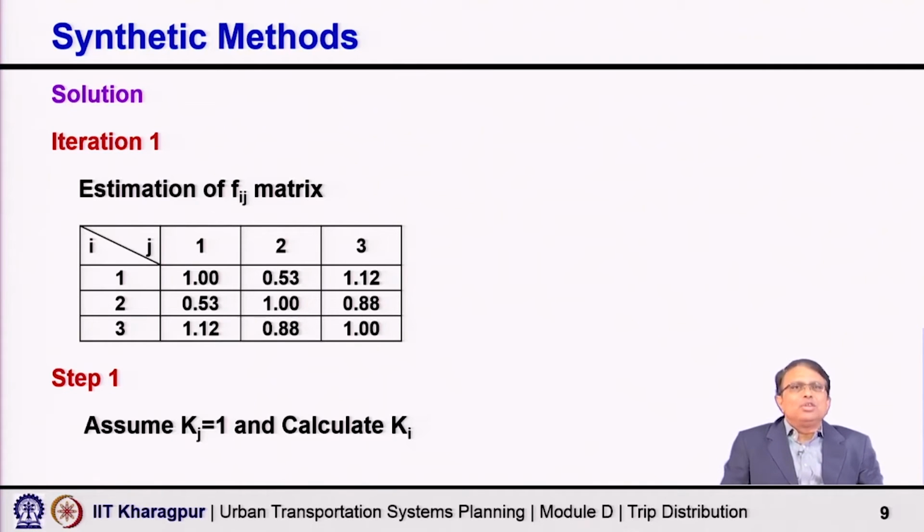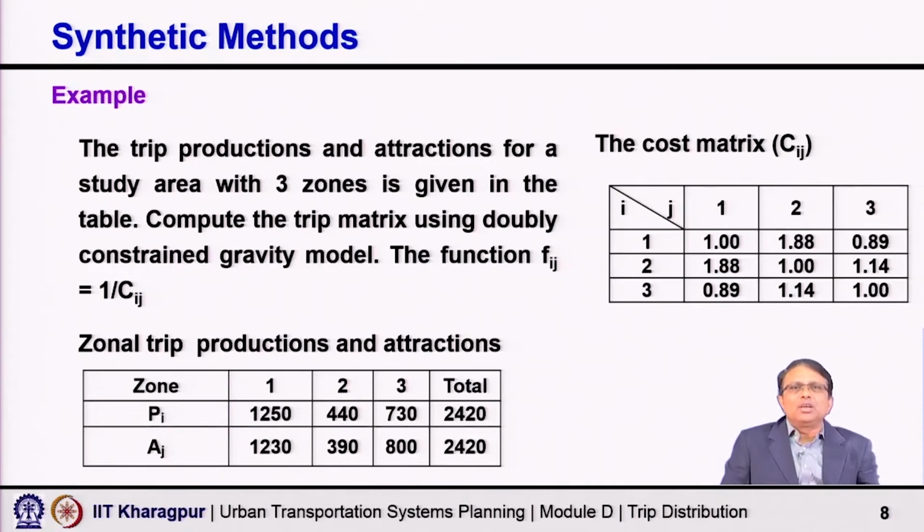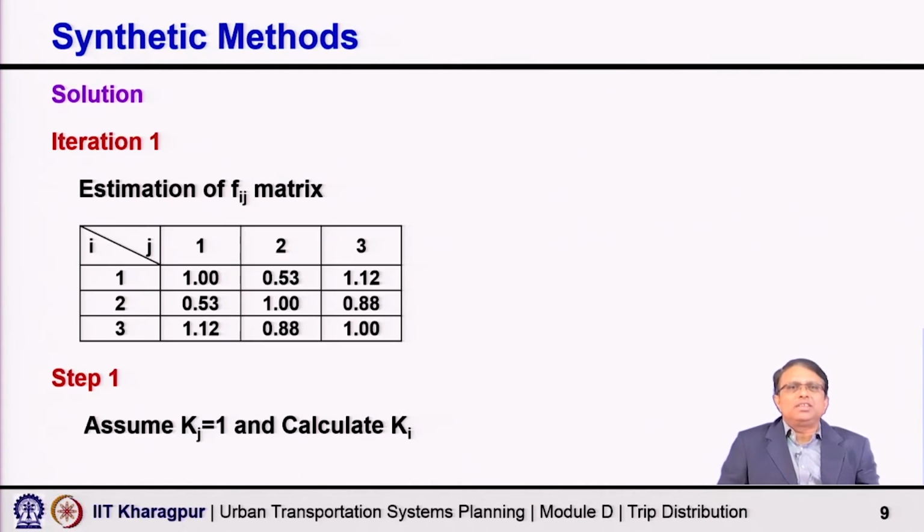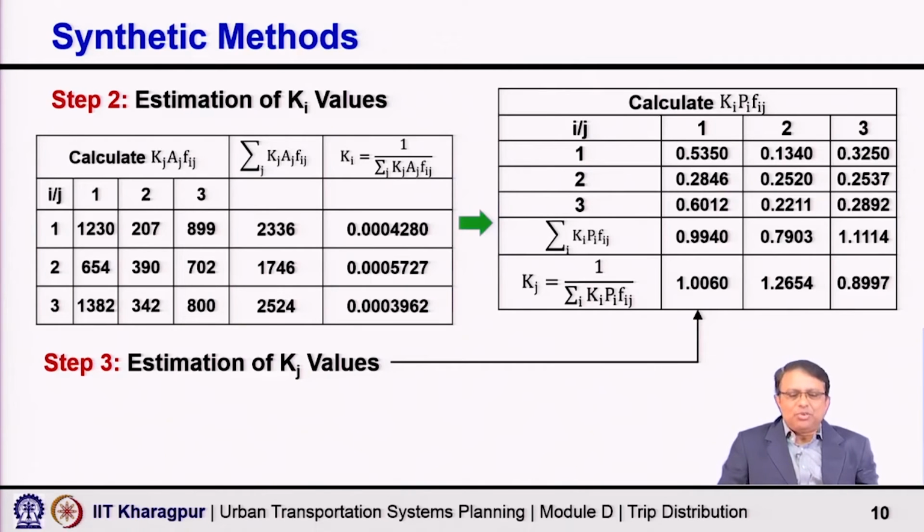What do we get? As I said, this is the Fij matrix. If my costs, Cij values, are this, then 1 by Cij is my friction factor values. So, I have got the Fij matrix. Now I assume all Kj equal to 1, and with that we want to calculate Ki. That is what I have shown here.